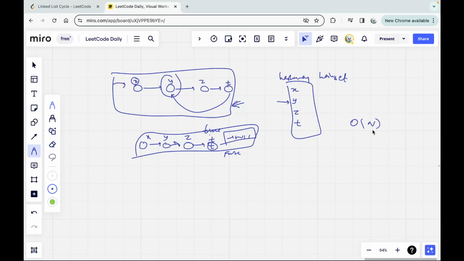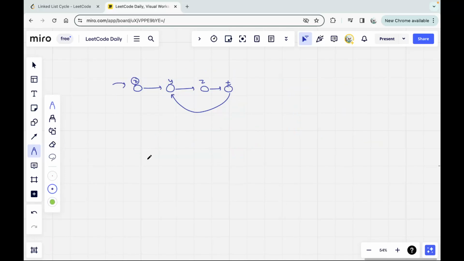Now in this approach, the time complexity will be big O of n and space complexity is also big O of n. Now is there a way to reduce this complexity? What is the most optimized way to solve this problem? So the most optimized way in which we can solve this problem is Floyd's cycle detection method. This algorithm was given by someone named Floyd, right? So Floyd's cycle detection algorithm is what we're going to use.